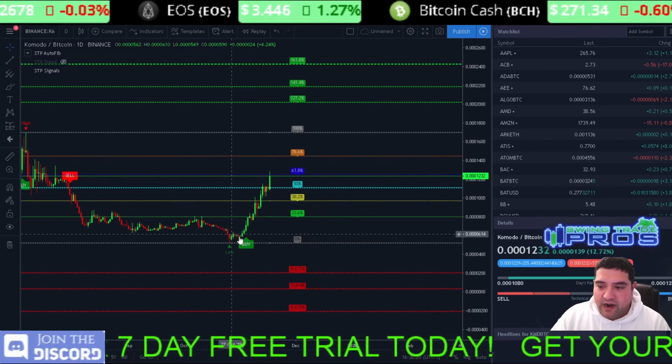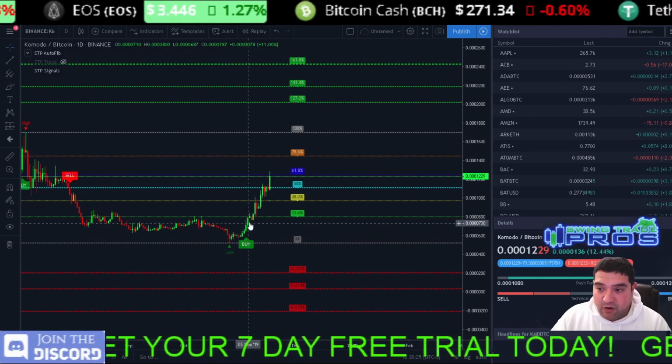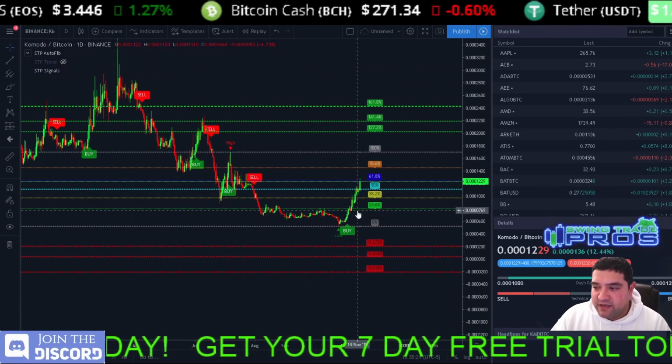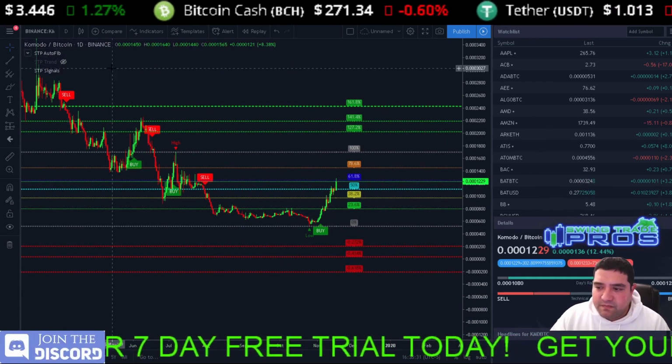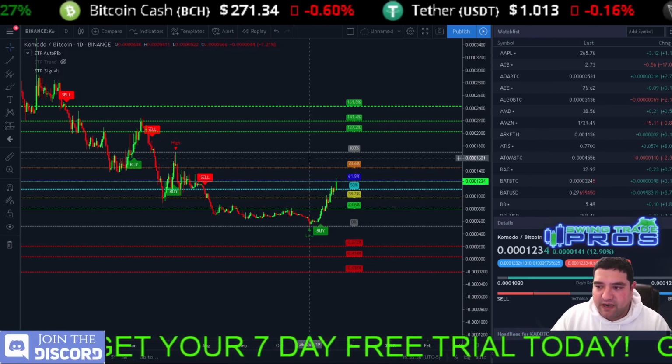So you bottomed here, kind of consolidated, and then made a higher low. And then the buy signal came in, right? And then all we did from here was just go straight up. So that's kind of how I found this call out here, and that should give you guys a brief synopsis of how to utilize the Fib indicator, okay?